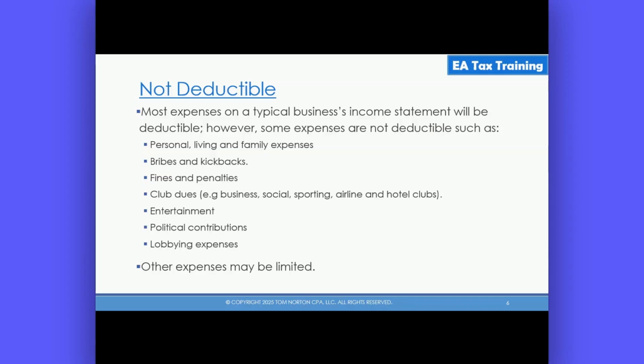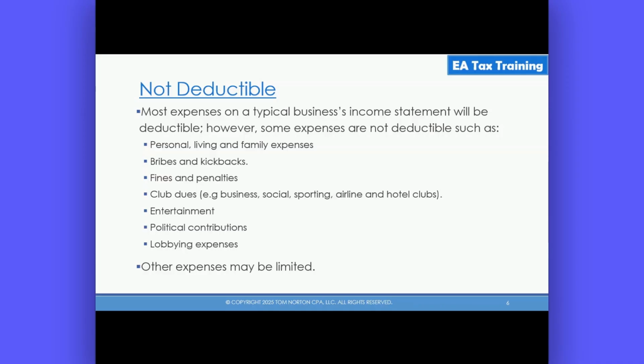Club dues. So this is one you're going to see a lot. So no club dues are deductible. Doesn't matter if it's a business club, social, sporting club, airline and hotel clubs, doesn't matter. Now, I can hear your objection now, and that is, hey, Tom, I do my best business at the country club on the golf course. That's where I sign my biggest deals. It's definitely business related. Well, sorry, doesn't matter. The IRS will not let you deduct that.